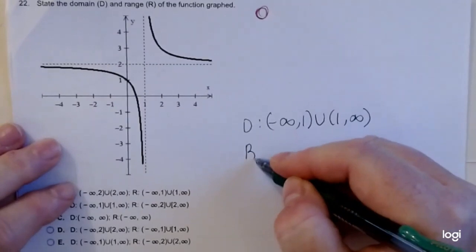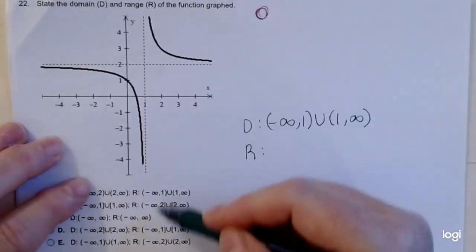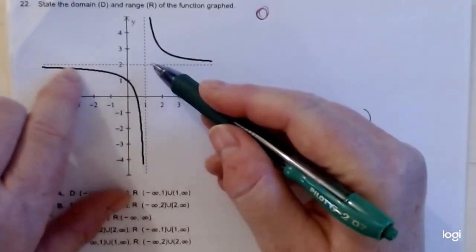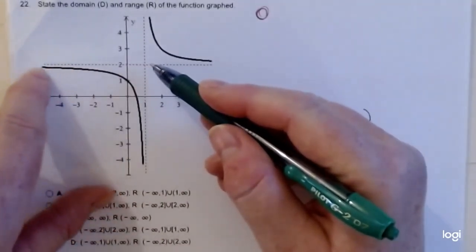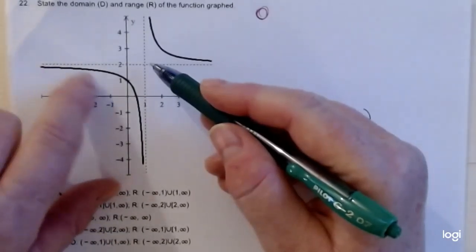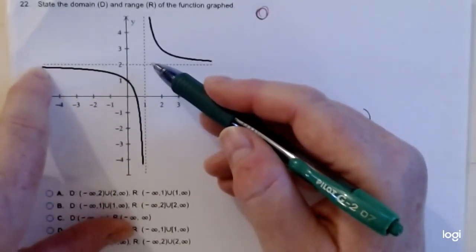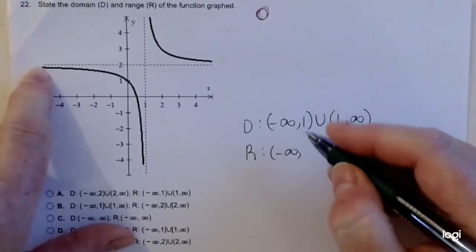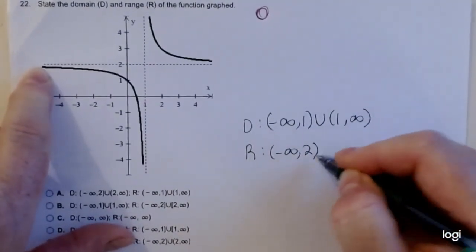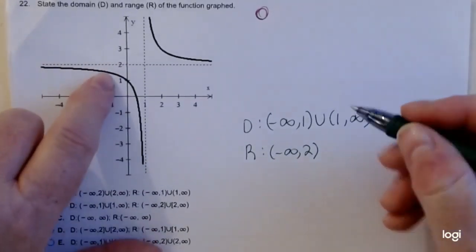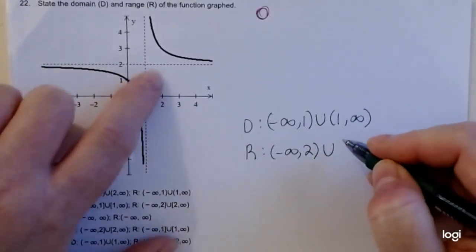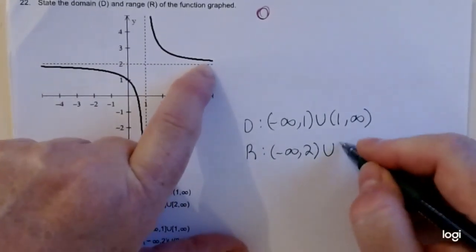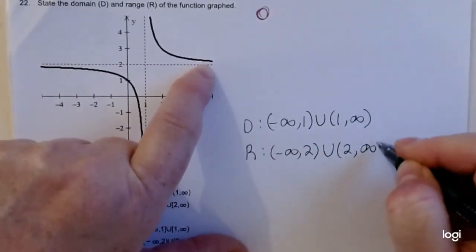And the range is basically doing the same thing. It's coming from below, and it does the same thing when it gets to 2. It doesn't touch 2. It just kind of hugs alongside it. It gets closer and closer to 2, but it doesn't ever actually equal 2. So negative infinity to 2. And again, in parentheses, because it can't be equal to that value. And then we join that up with the piece on the other side, which starts just on the other side of 2 and goes to positive infinity.